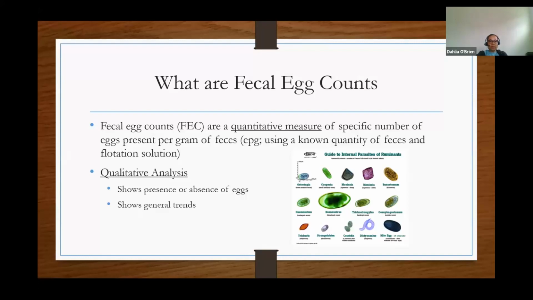This is typically what's done in a vet office to see if your animals have worms or not, where they simply mix the fecal matter in with a solution, fill it up in a tube, put a slide over it, and look under the microscope to see if there are any eggs present or not. It doesn't tell you how many eggs per gram of feces are actually in there. These are mostly done just to show general trends and to see, as I said before, whether or not your animal might be suffering from parasites.